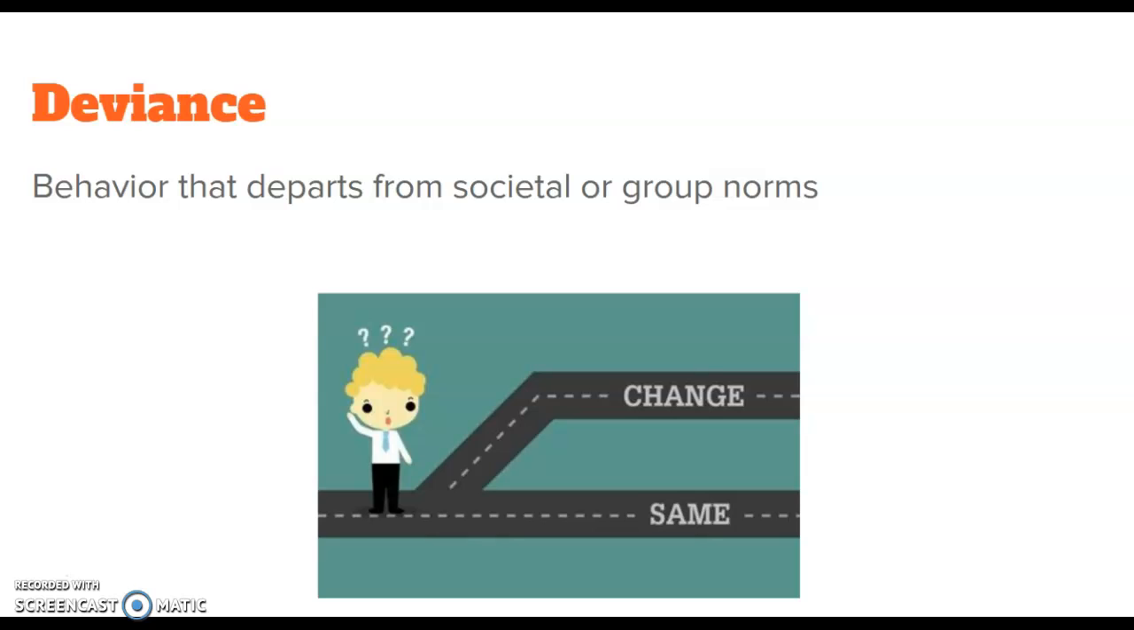So anytime that you have this social rule, maybe spoken or unspoken, and somebody chooses to take an alternate route or chooses to do something different, that would be considered deviance. And I do want to be very clear that not all deviance is bad, and we'll get to that in a couple of minutes.